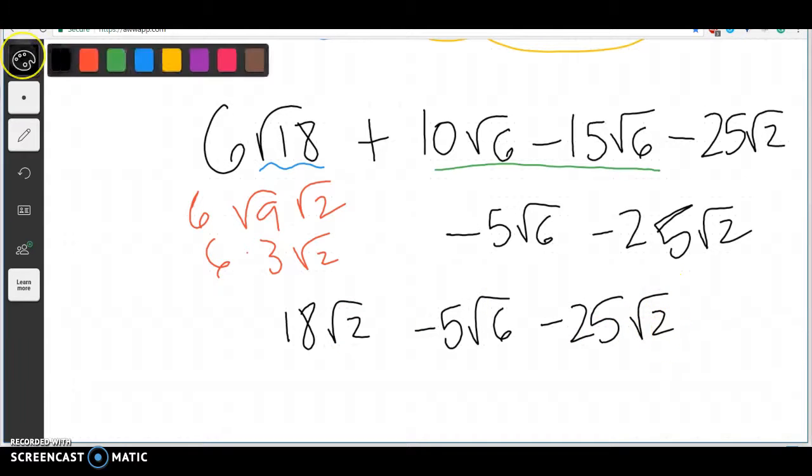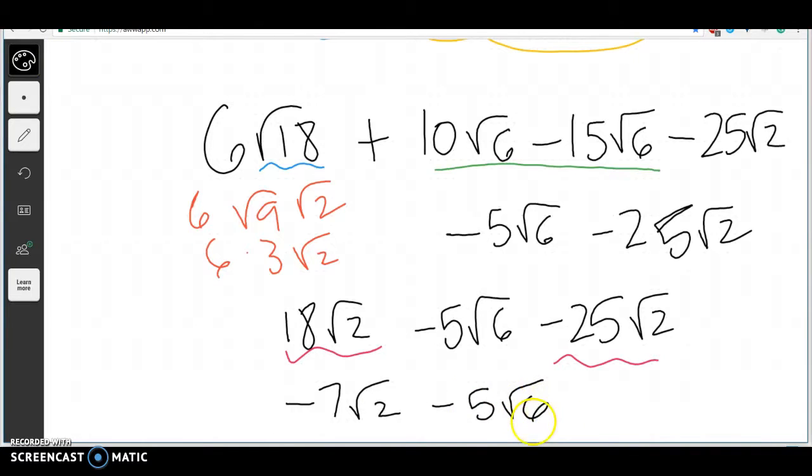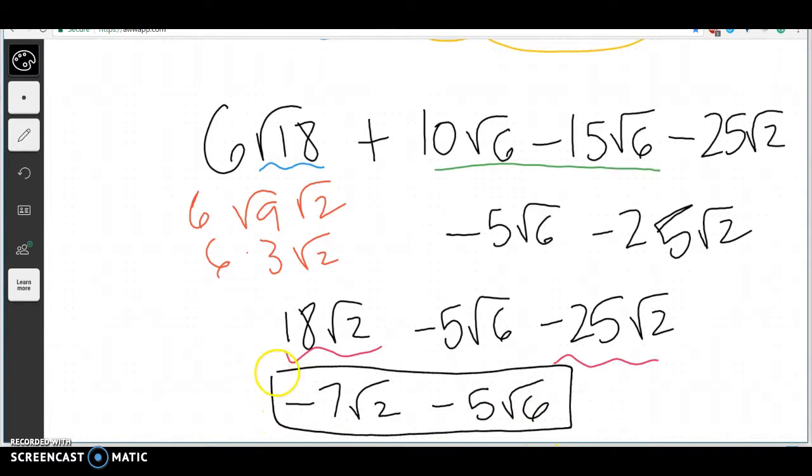Well, when I look here, I see something else that would work. This and this, they're like terms now, so I can combine them and get negative 7 radical 2 minus 5 radical 6. Now these can't be combined because their square roots aren't the same, so this would be my final answer. Let's try one more problem.